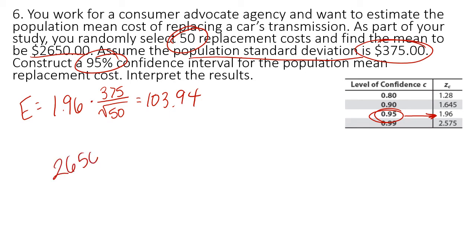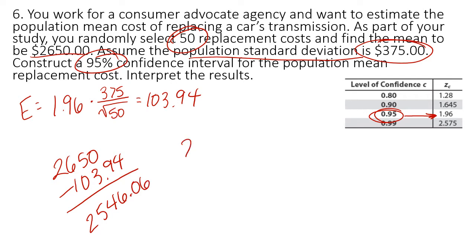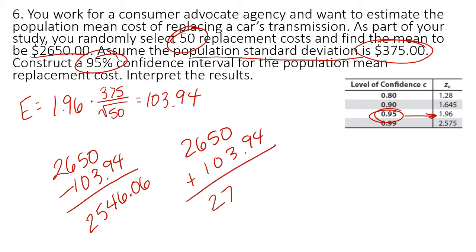So we take that, subtract out 103.94, and get 2,546.06, and then add it and get 2,753.94. So now we're 95% confident that the population average price of replacing a car's transmission is between $2,546 and $2,753.